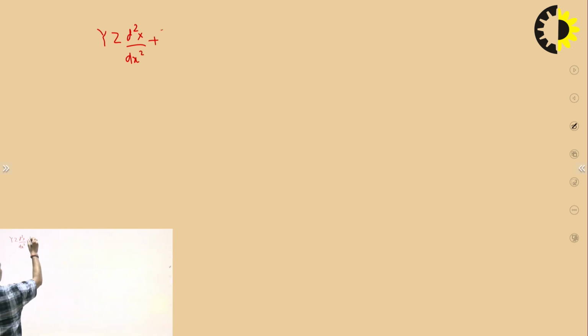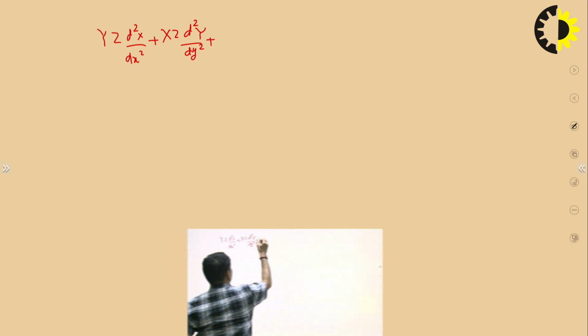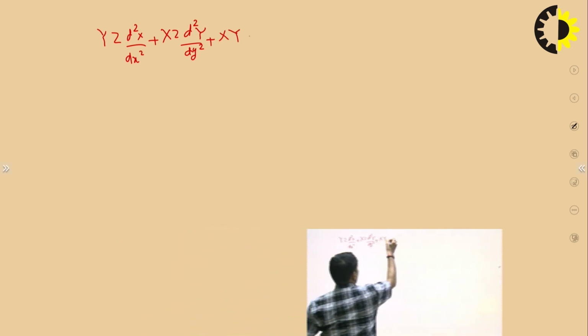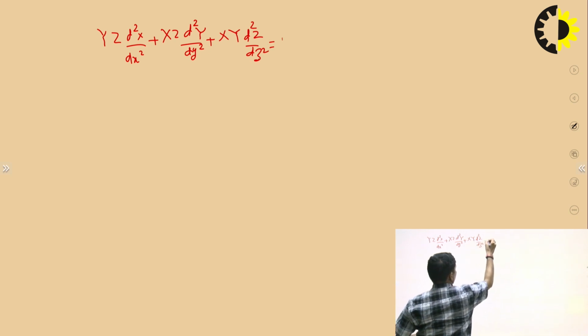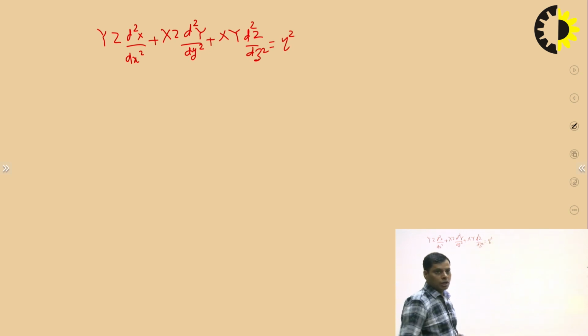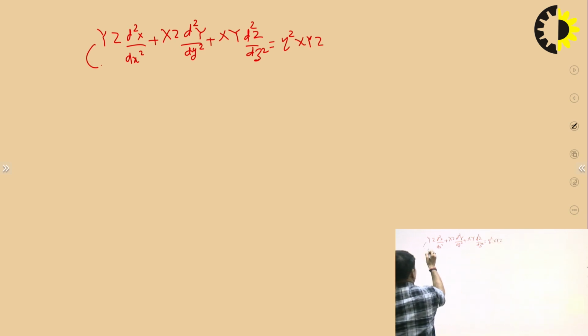Next one is xz d square y over dy square plus xy into d square z over dz square is equal to gamma square. Also we can put the value here x, y, z. Now we can also simplify this.